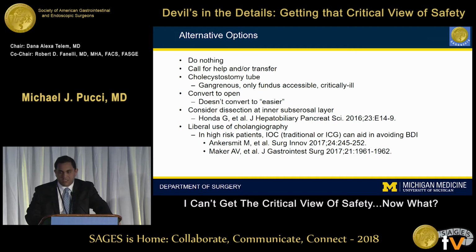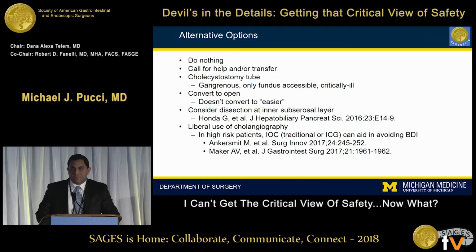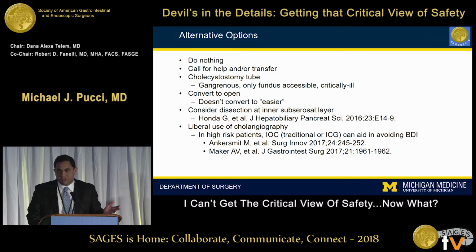back out, treat the patient non-operatively, antibiotics, maybe a percutaneous cholecystostomy tube. Calling for help is always a good idea. Consideration of transfer to a tertiary facility that may have more advanced expertise in certain situations. Cholecystostomy tube is an option, definitely for gangrenous gallbladder or a gallbladder where you can barely visualize the fundus, or a patient who's too critically ill to tolerate a prolonged operation.